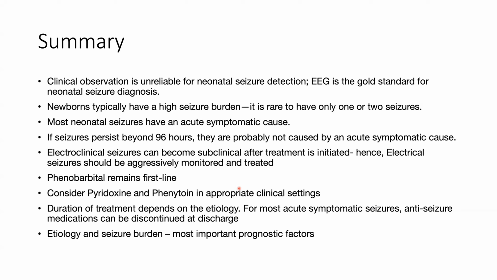So phenobarbital remains the first line treatment. Consider pyridoxine and phenytoin in appropriate clinical settings. Pyridoxine when the seizures are refractory and you have clinical evidence of pyridoxine-dependent epilepsy, and phenytoin when we suspect KCNQ-related channelopathy. The duration of treatment depends on etiology. For most acute symptomatic seizures, anti-seizure medications can be discontinued before discharge. You do not give them for a longer period as had been given previously, and don't use any investigation like an MRI or EEG for deciding on the need for continuation of anti-seizure medications.